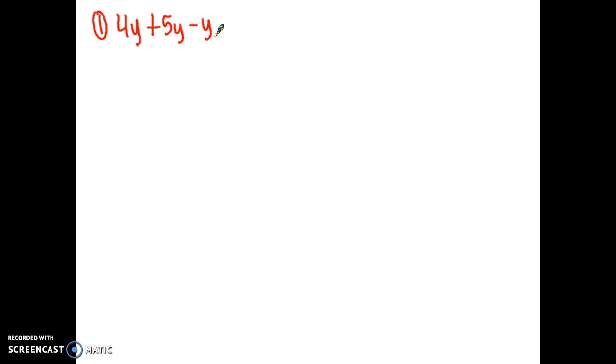So for number 1, we have 4y plus 5y minus y. We combine from left to right. We have 4y plus 5y, which is 9y. Bring everything else down. Now we have 9y minus y, which is 8y. All right, number 2.